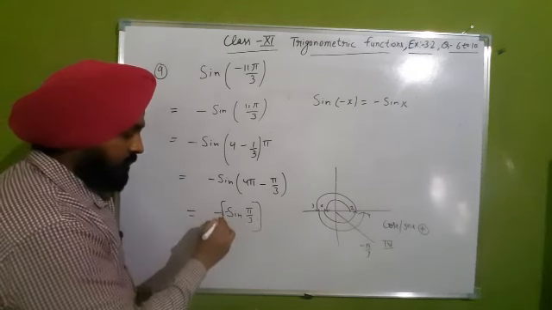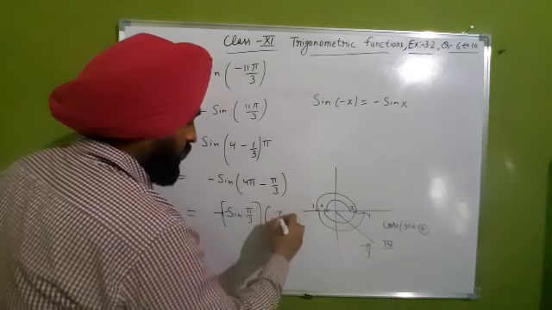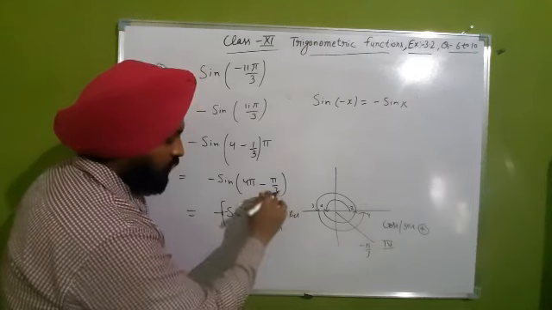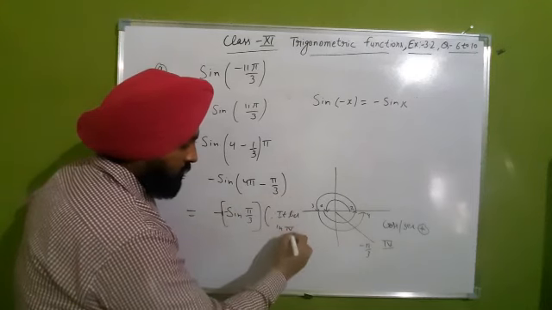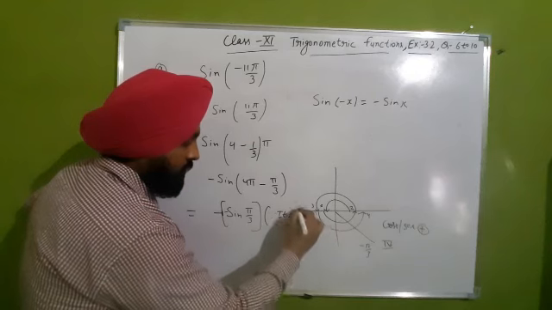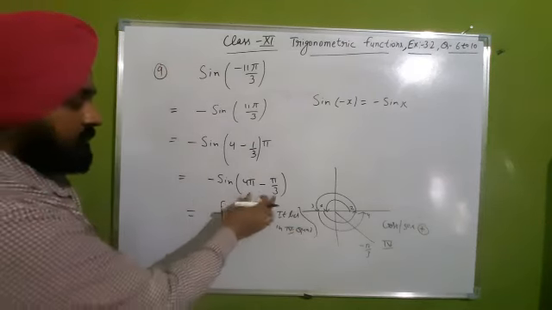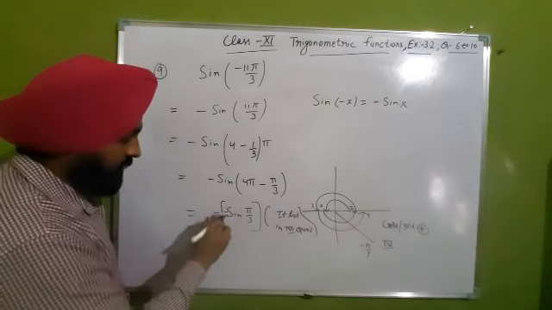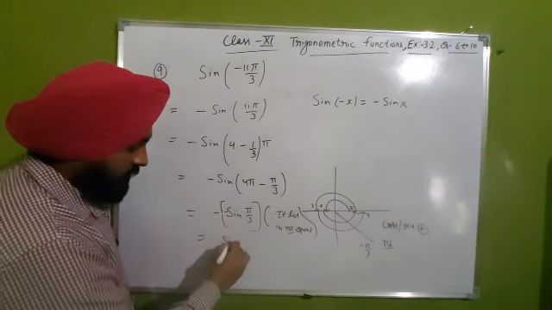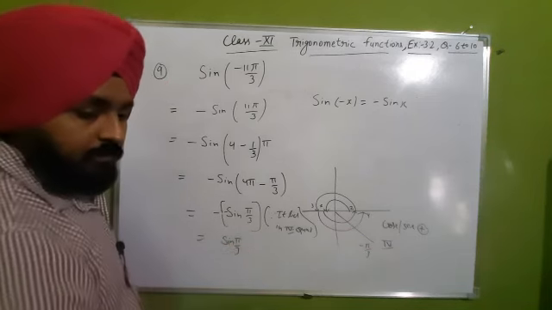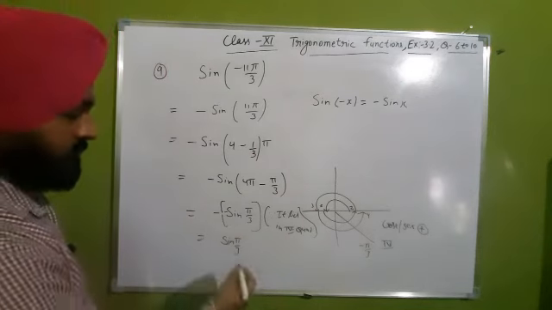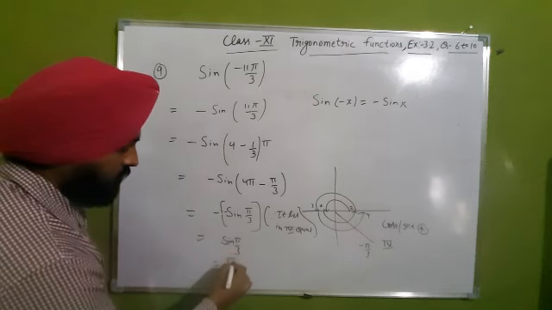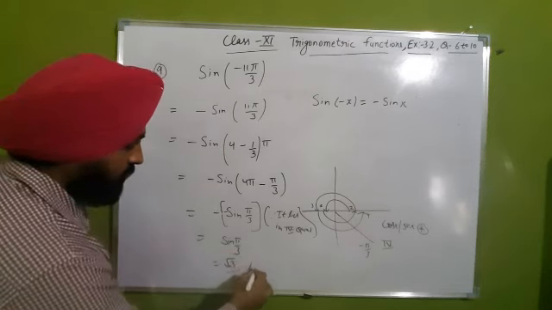Clear this step, beta? Because this pi by 3 lies in this angle, the whole angle lies in the fourth quadrant. In the fourth quadrant, sine x is always negative, so minus minus gives you plus. So sine pi by 3, which means sine 60 degree. Sine 60 degree value you know, which is square root 3 upon 2, that's all. Clear?